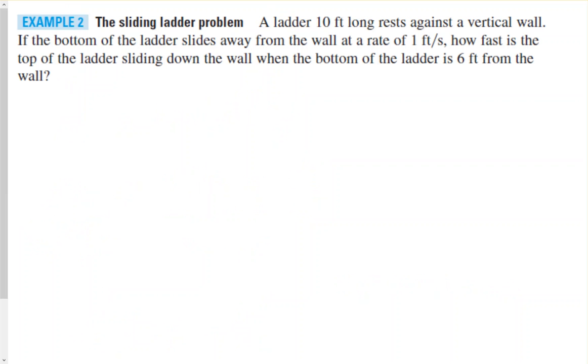Okay, let's take a look at another example. The sliding ladder problem. A ladder 10 feet long rests against a vertical wall. If the bottom of the ladder slides away from the wall at a rate of 1 foot per second, how fast is the top of the ladder sliding down the wall when the bottom of the ladder is 6 feet from the wall?